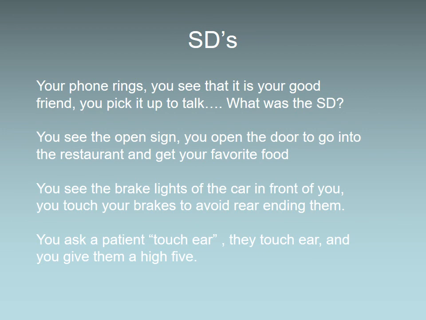You see the brake lights on the car in front of you, and you touch your brakes to avoid rear-ending them. The SD for your behavior of touching the brakes was seeing the brake lights on the car in front of you.